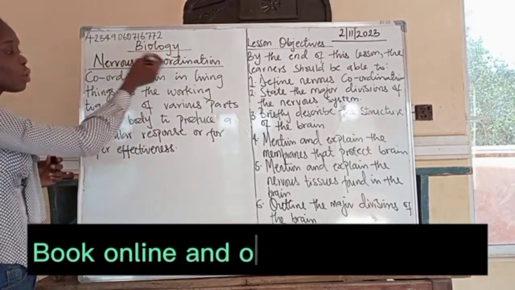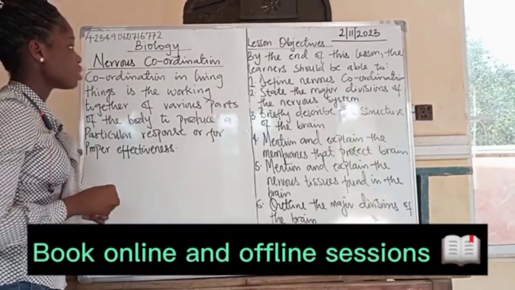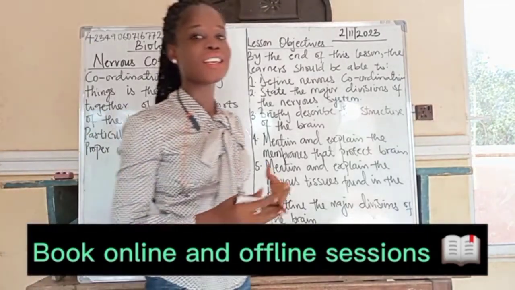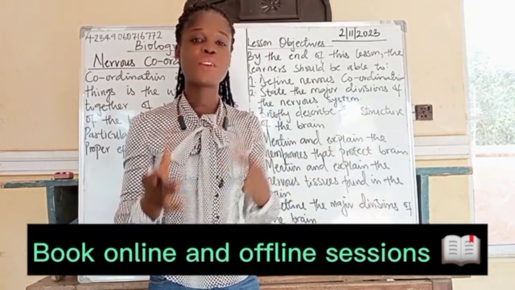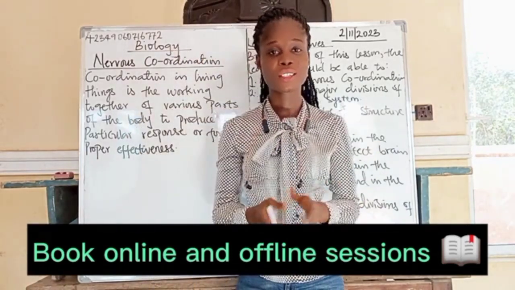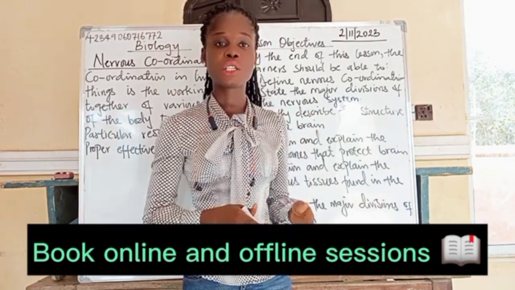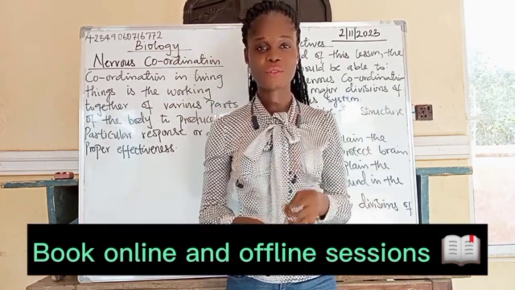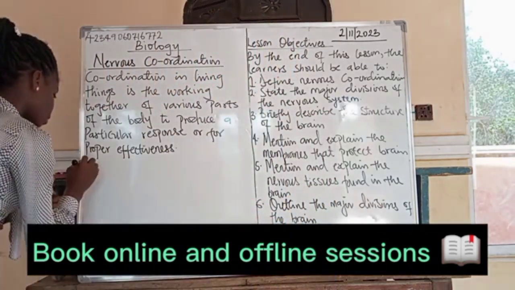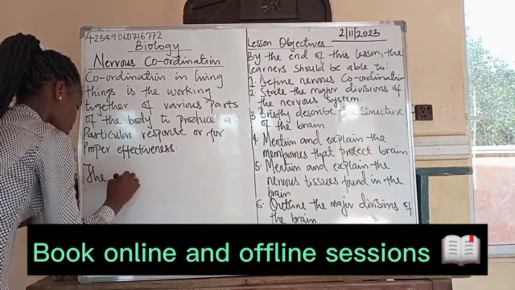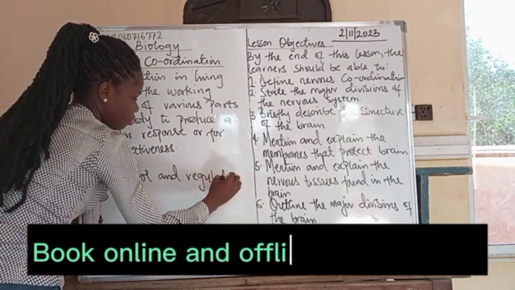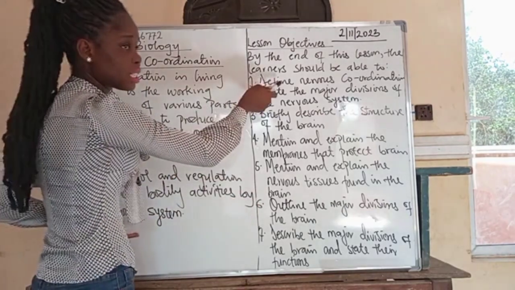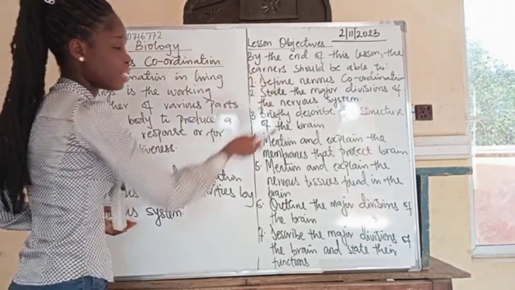Having seen the definition of coordination in living things, we then go over to the definition of nervous coordination. Nervous coordination is the control and regulation of various bodily activities by the nervous system. With this, we've achieved our first lesson objective, which is that the learner should be able to define nervous coordination.